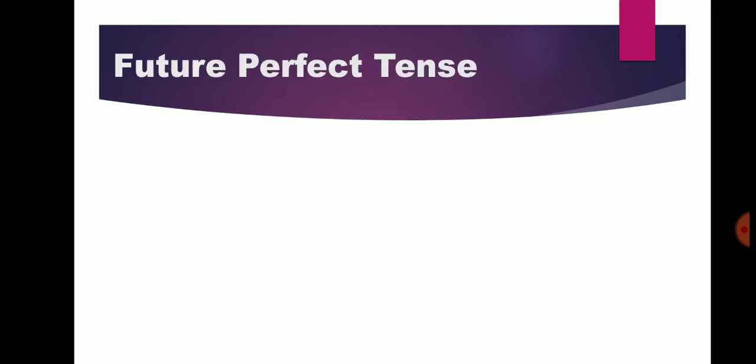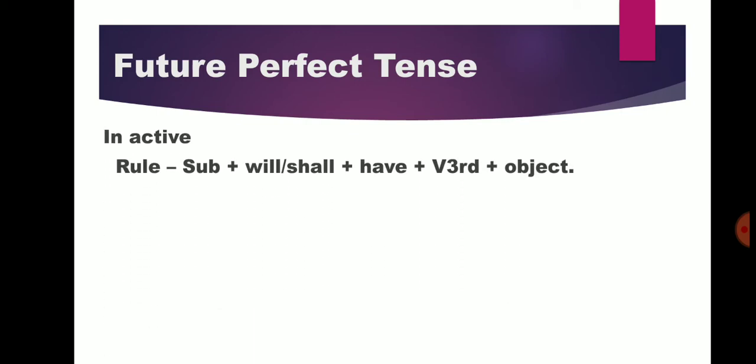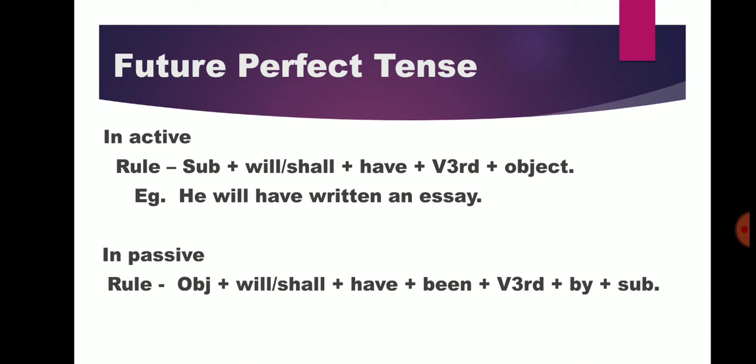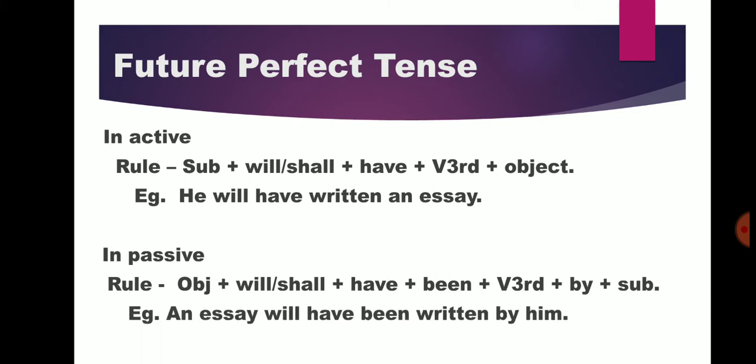Next is future perfect tense. In active, the rule is subject plus will/shall plus have plus verb third form plus object. Example: he will have written an essay. And in passive, the rule will become object plus will/shall plus have plus been plus verb third form, by, then subject. Example: an essay will have been written by him.